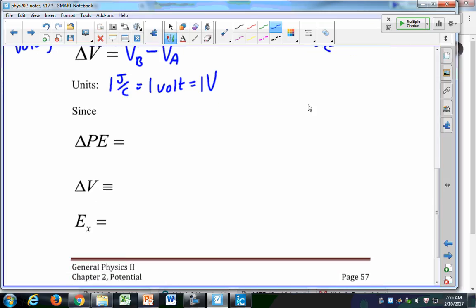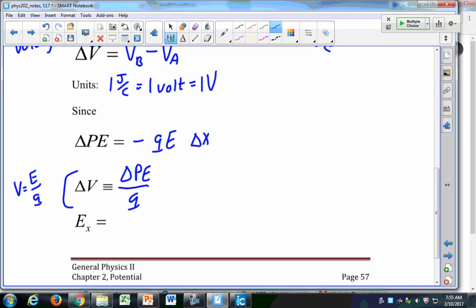So since delta PE, the change in potential energy, is the negative of the force, that's QE, times the distance, that's delta X. Now, that's nothing new. We're just saying that the change in potential energy is the negative of the work. This is force times distance, QEX. That's on your equation sheet. Then delta VE is equal to delta PE over Q. That's our basic definition of voltage. Voltage is energy per charge.